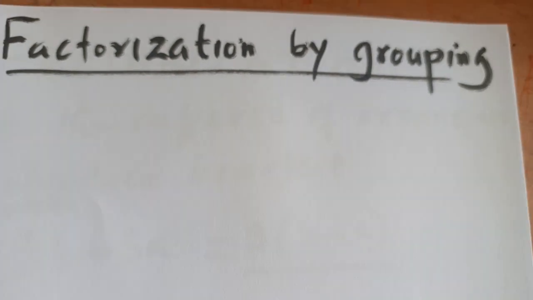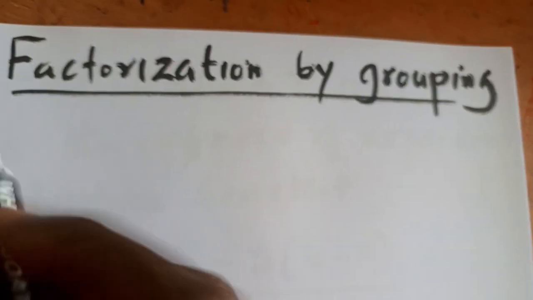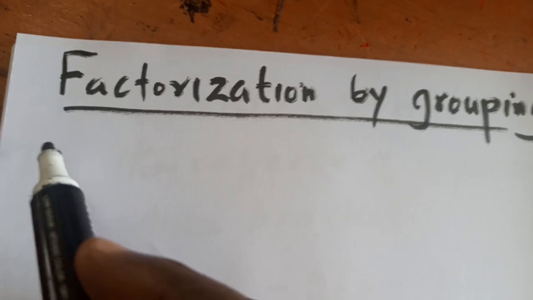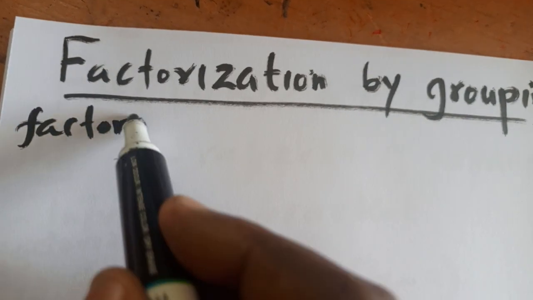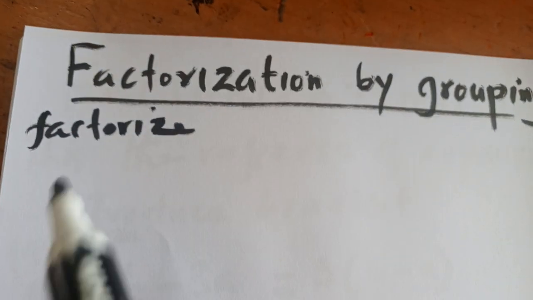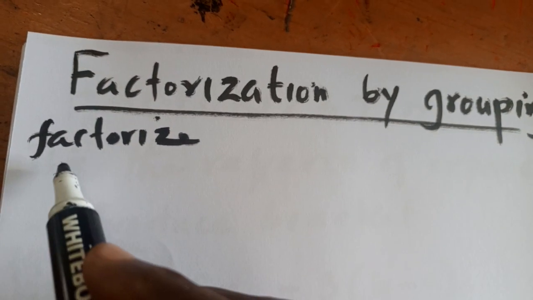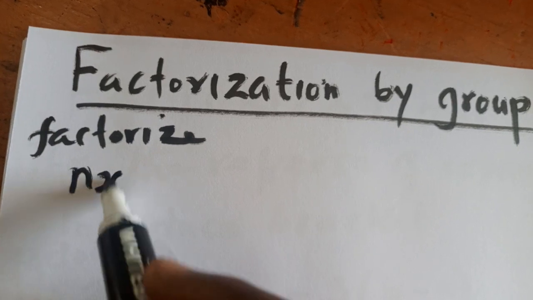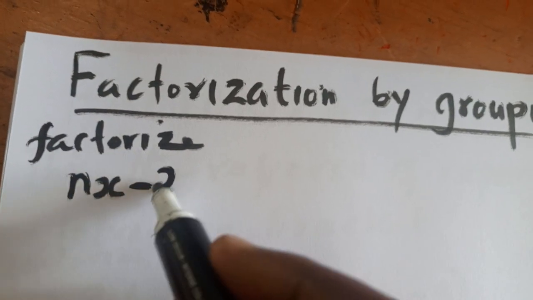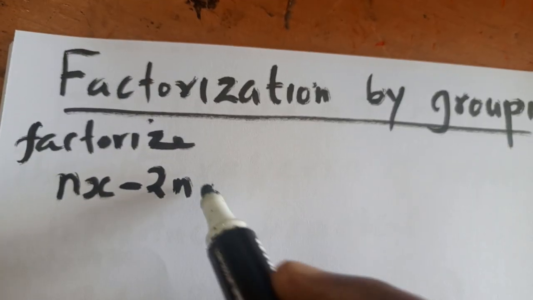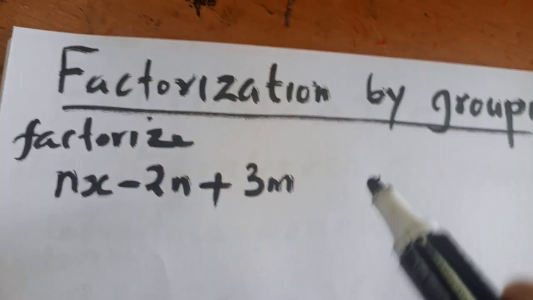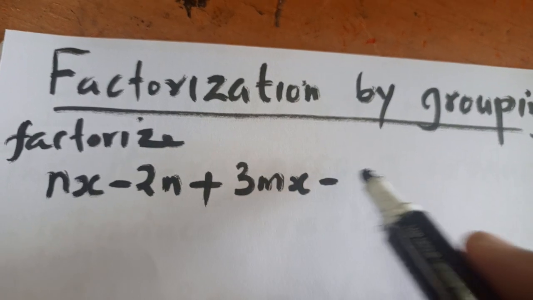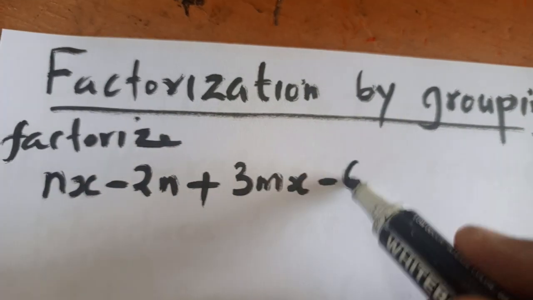For instance, let's look at a case where we are asked to factorize an expression like nx minus 2n plus 3mx minus 6m.